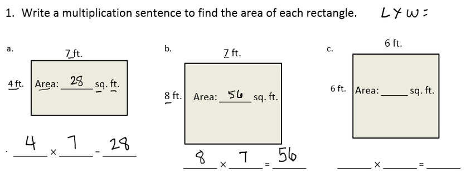And rectangle C, I have a length of 6 feet and a width of 6 feet. 6 times 6 is 36. So the area is 36 square feet.